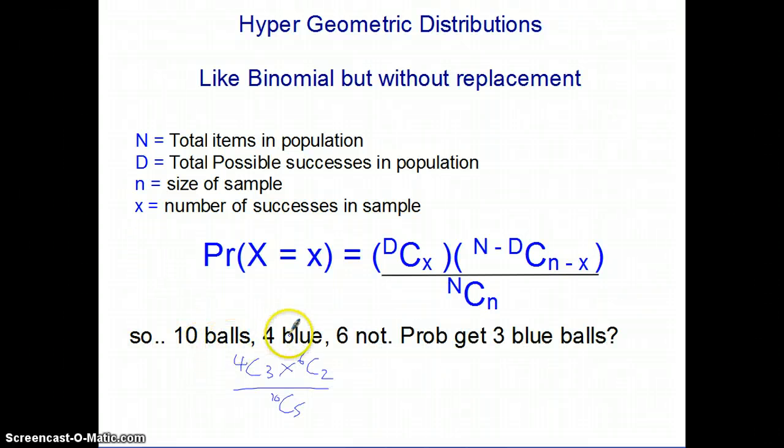So for the 10 balls, 4 blue and 6 not, the probability we get 3 blue balls was 4 successes. So total successes was 4. X there is 3. That's what we want to get. We're left with 6 fails in the population, 2 possible fails out of the 5 that we're taking, and a total of 10 in the population, and a total of 5 that we're taking.